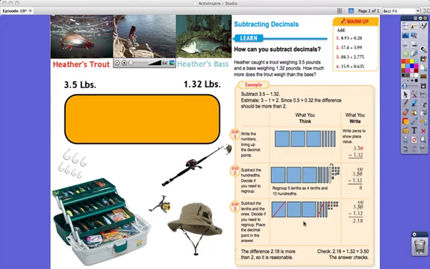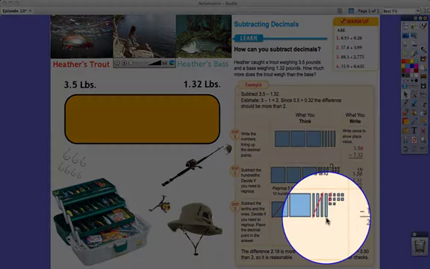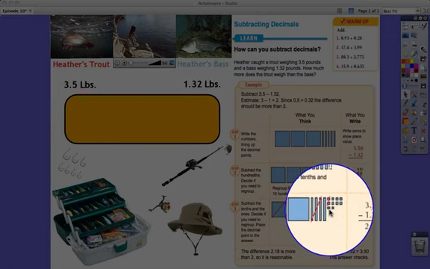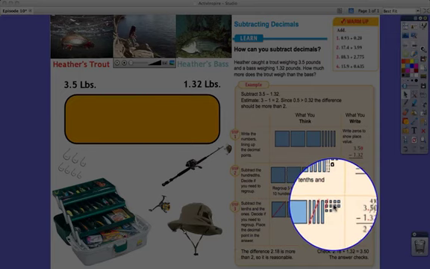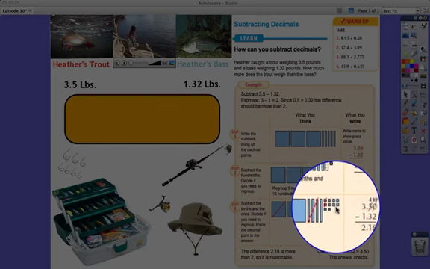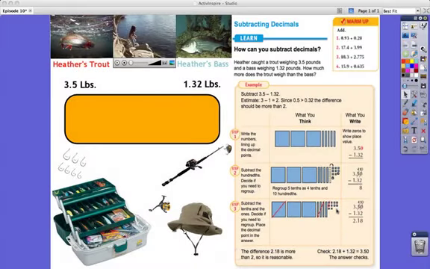Well, how many squares do we have left? Let's see. We have 1 whole square left, 2 whole squares left. We have 1 rectangle here that we know has 10 little squares in it. So that's 10 plus 11, 12, 13, 14, 15, 16, 17, 18. So if we were to write that down, it would be 2.18. And this is how we got 2.18 over here.